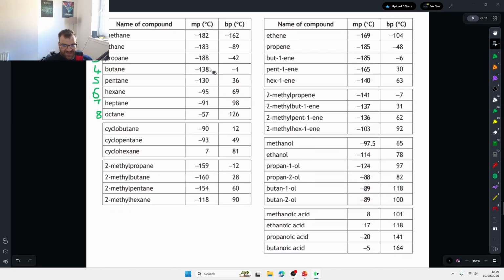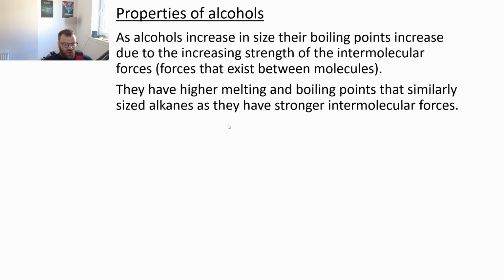What we can also be asked to do is compare the alcohols to their alkane and alkene counterparts. So if we compare methanol and methane, methanol has a higher melting point and boiling point, and that's because it has stronger intermolecular forces. So we can use the data booklet to look at their melting points and boiling points. Higher melting points and boiling points mean stronger intermolecular forces. So just carefully check and compare the numbers that we're asked about.